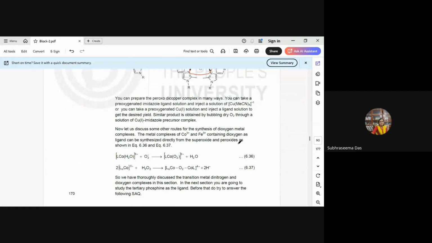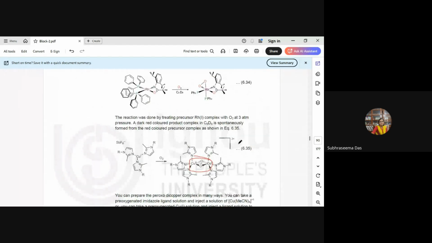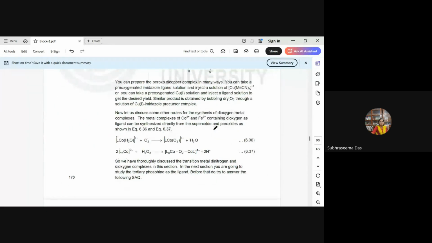We can also prepare a peroxo dicopper complex. Here it has been shown in many ways, either by bubbling O2 gas through a solution or by injecting the liquid ligand. So there are many ways by which we can prepare this copper imidazole precursor and then add oxygen to it.